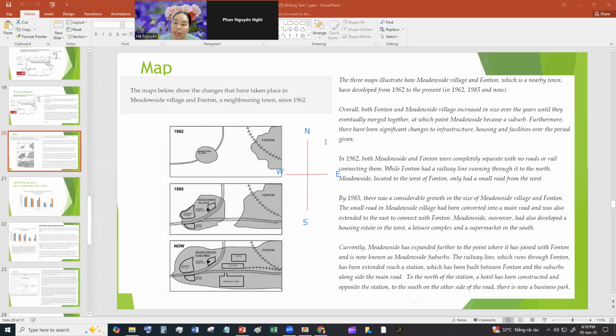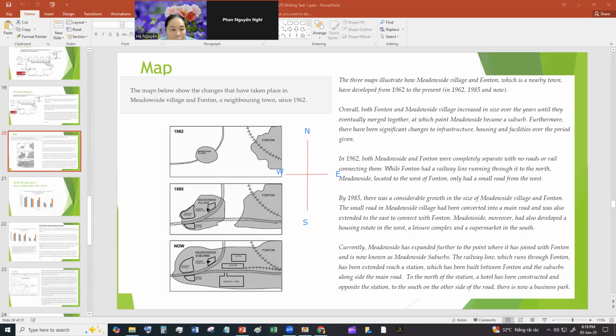Okay, so if there is a compass, you use the direction on the compass, and if there is no compass, the default direction will be north, south, east, west, like what I drew on the screen. Okay, yeah, so you can see Fountain had a railway line running through it to the north. Meadowside located to the west. The Fountain only had a small road from the west. Okay, yeah, good idea there. Yes, very good question. You just pointed out what I forgot to tell you.